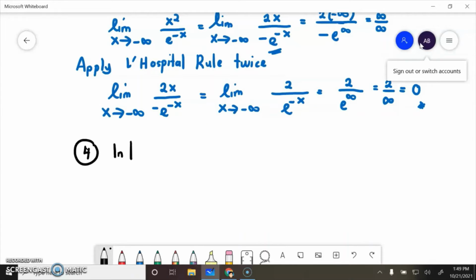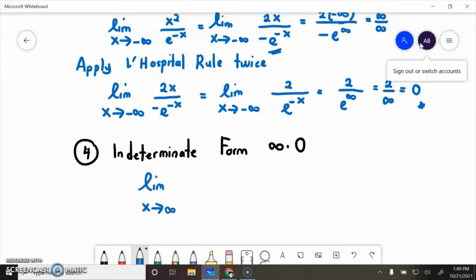Now in this form, infinity multiplied with 0. Let's look at this example: limit x approaches infinity, x multiplied with sine of 2 over x. Let's look at when x approaches infinity. I'll have infinity times sine of 2 divided by infinity. 2 divided by a large number is 0, so sine 0. So I have it in this form, right? So this is not quite okay.